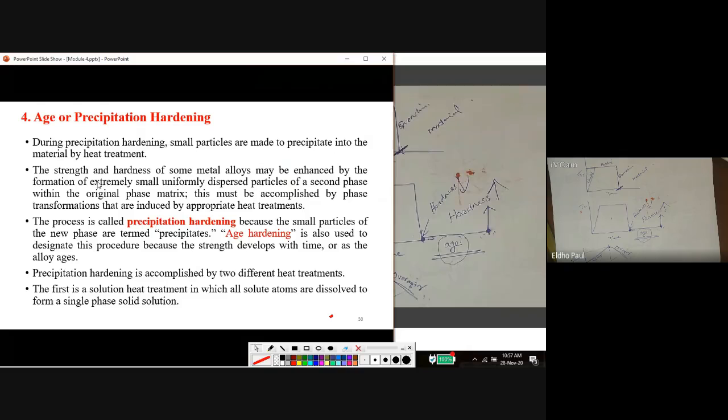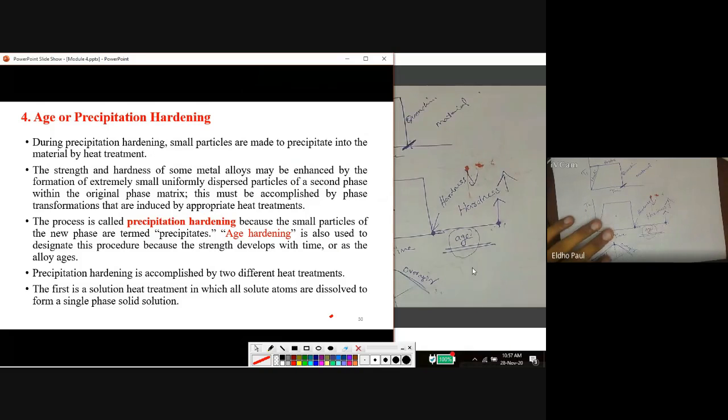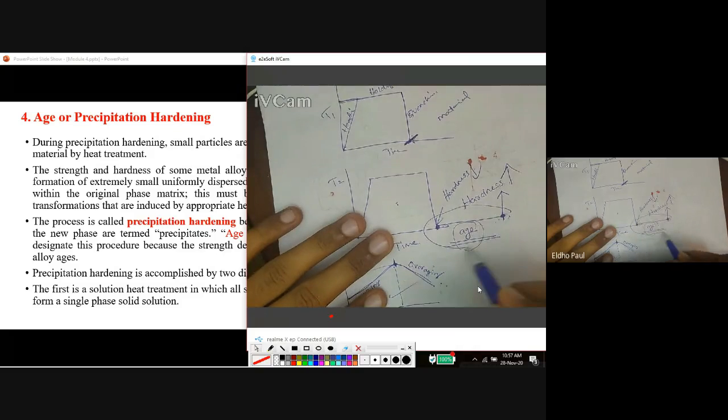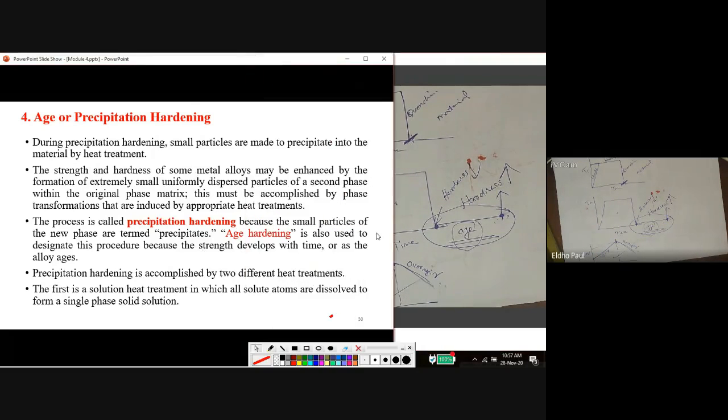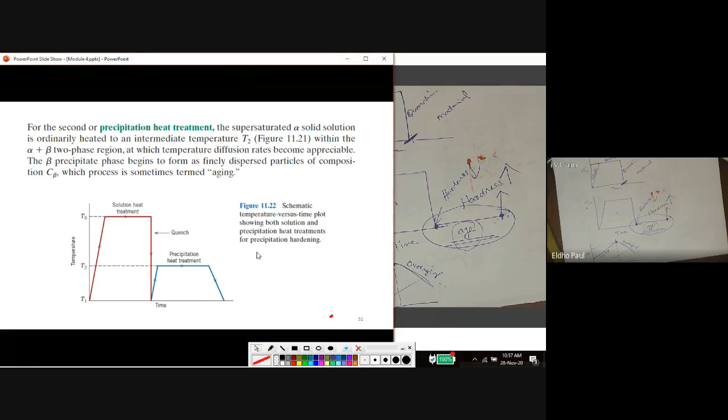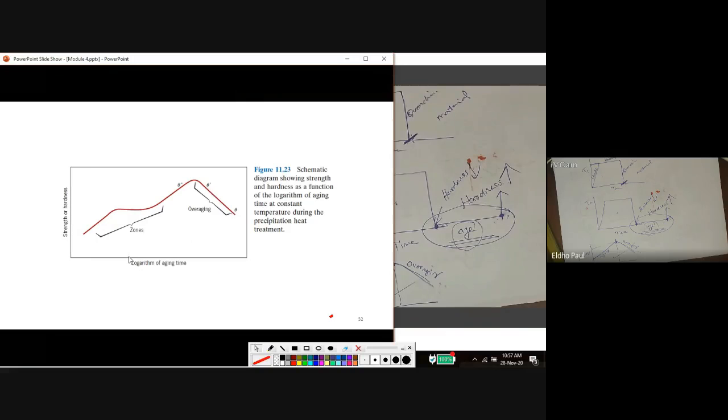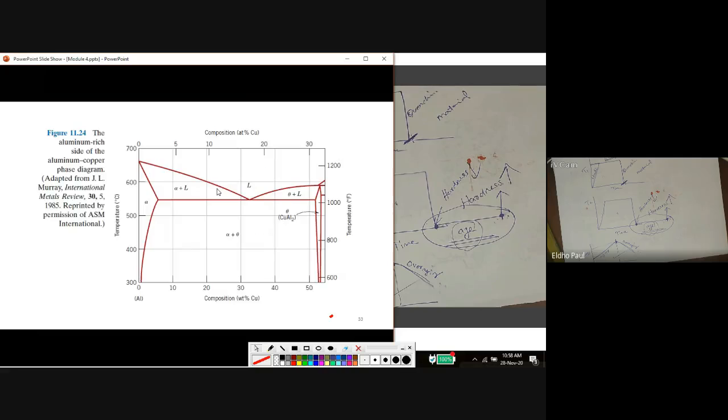So during precipitation hardening, what happens during this aging period? What is the change in the microstructure during the aging period? He conducted the experiment, but he could not explain the reason for the increasing hardness during the aging period. But later he discovered the reason for the aging and overaging periods, with this being the peak point.